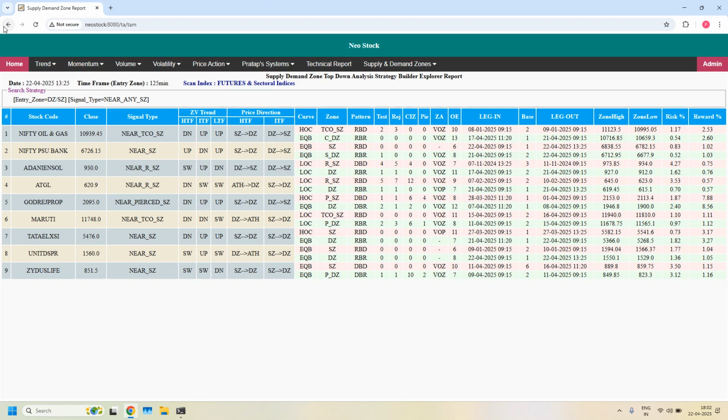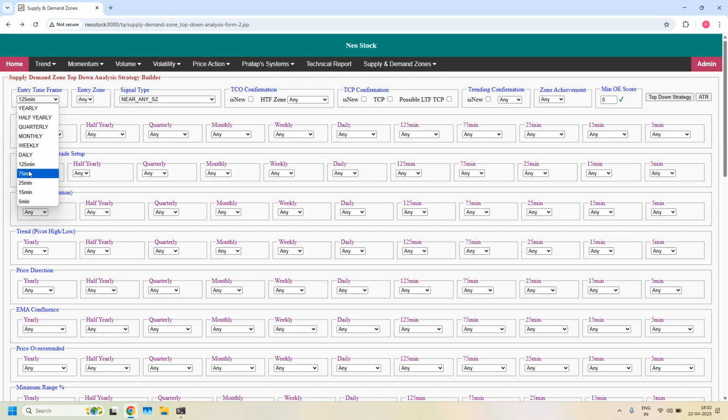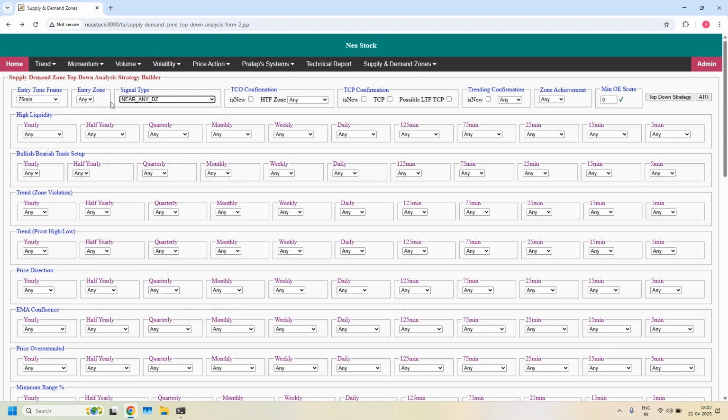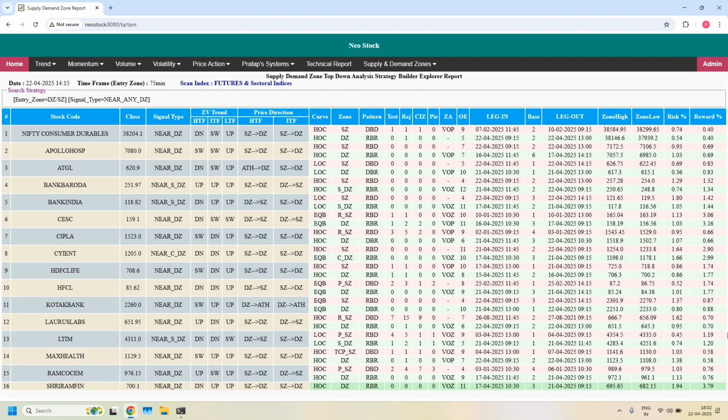Okay, next time frame is 75 minutes. Entry time frame 75 minutes. Let us find the stocks near to the 75 minutes demand zone. We got 16 stocks. Let us identify high liquidity 75 minutes demand zones from this list.